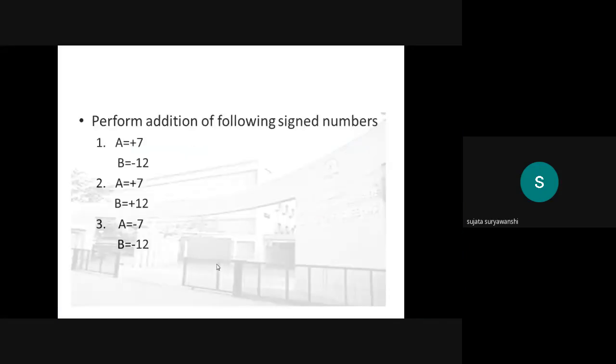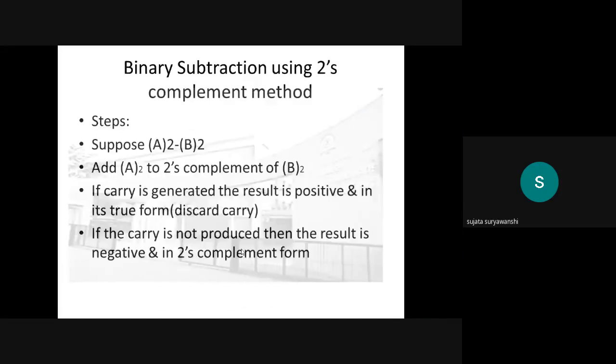Are you able to see my screen? Now, the next concept is binary subtraction using the 2's complement method. In the previous syllabus, there was binary subtraction using both 1's complement and 2's complement. But in the new syllabus, 1's complement is not there, only the 2's complement method. We will see the steps we should follow to solve this example.